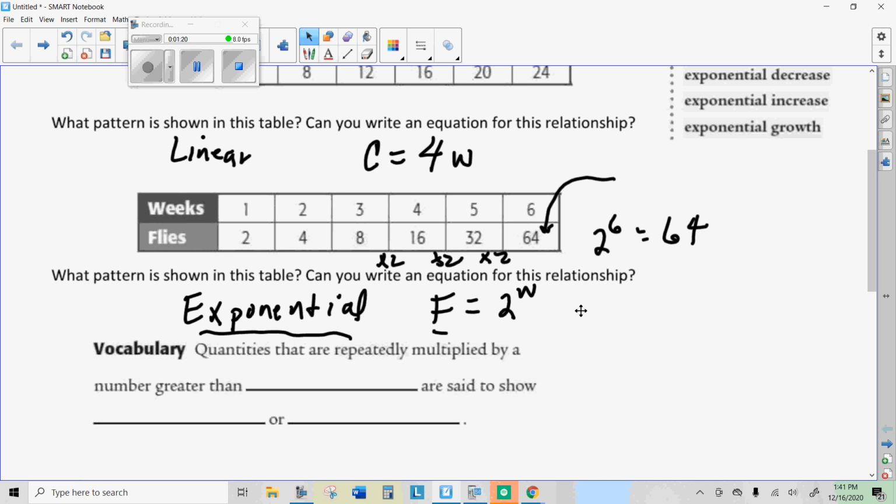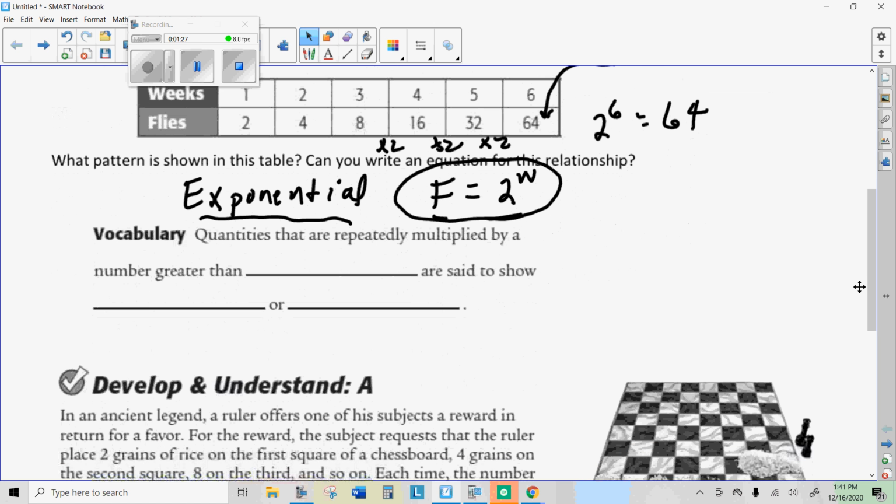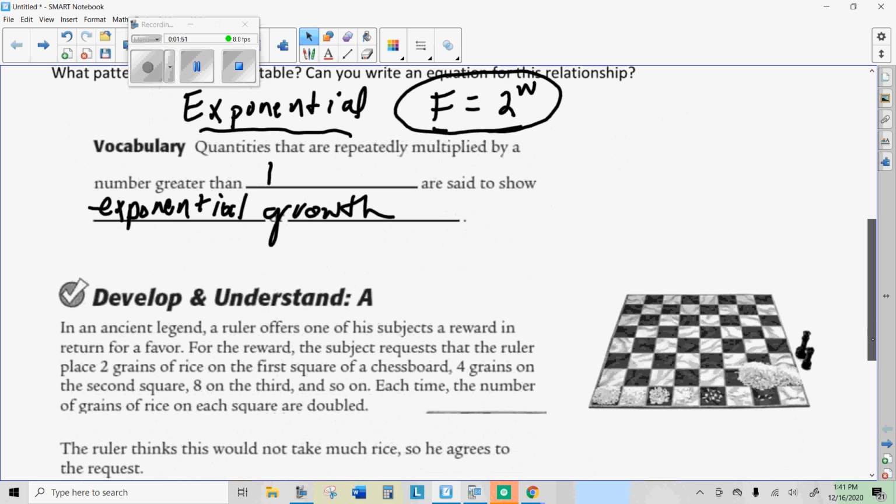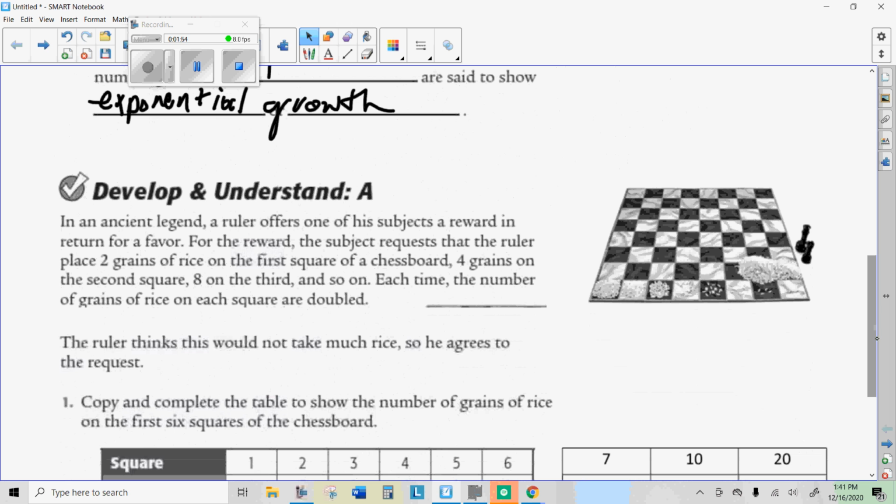So we're going to learn how to write equations that are exponential in this lesson. Okay, so quantities that are repeatedly multiplied by a number greater than 1 are said to show exponential growth or increase. Let's just say growth, because we know that means increase, right? All right, so let's do a little lesson to help us understand this.